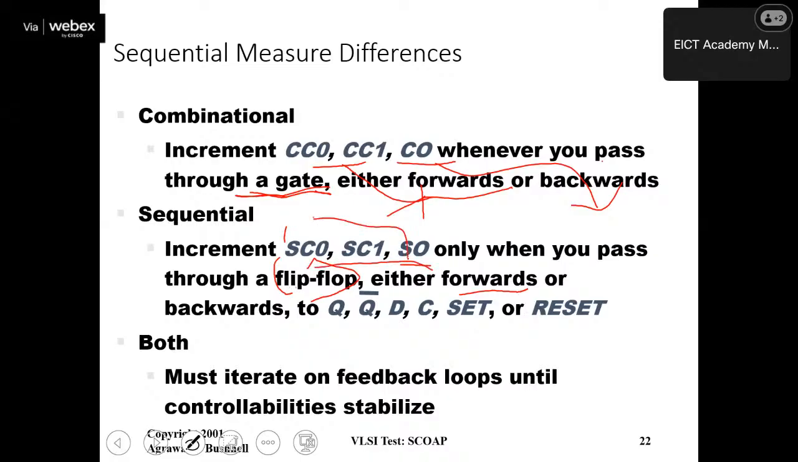So for any calculation, unless we get the final result, until all the branches are not infinity, we'll keep on calculating both the combinational and the sequential controllabilities and observability. Okay. So yeah, we are going to cover it.